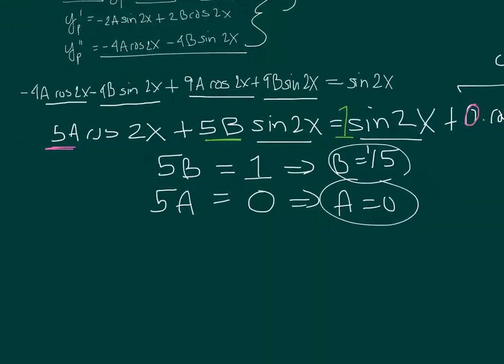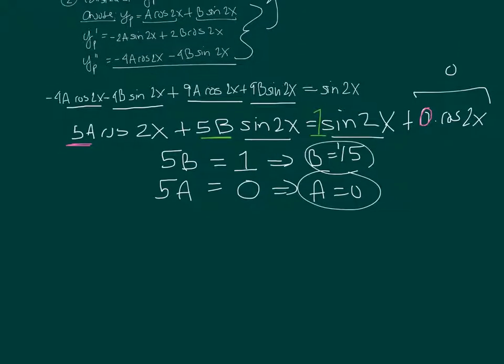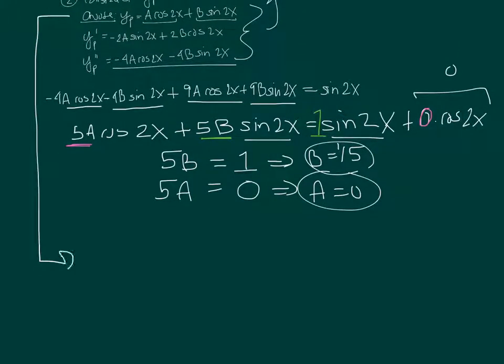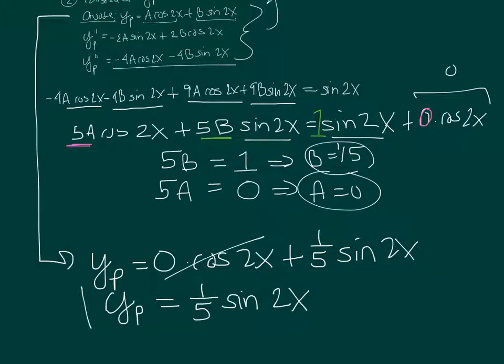So let's substitute this back into our particular solution that we chose. So here is my y sub p, which is a cosine 2x. a happens to be 0, which we know is going to be gone, but I want to write it in, plus b, so b is 1/5 sine 2x. So my particular solution to this non-homogeneous equation is 1/5 sine 2x. So I found my y sub p.